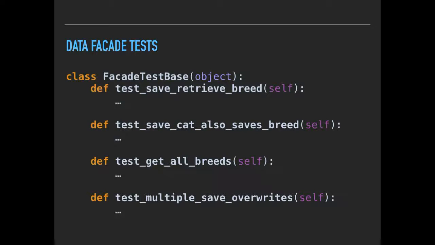Because I know that I'm going to be writing some more data facades, the way I've decided to test this is just to build a base test class that implements all my test methods. This is just an example of some of them there. I'm testing that I can save and retrieve a breed. I'm testing that when I save a cat, it also saves its breed. I'm testing I can get a list of all the breeds. And I'm testing if I save something multiple times, it will overwrite and not keep creating new objects. And of course I have similar tests for saving, retrieving a cat, and getting a list of cats.